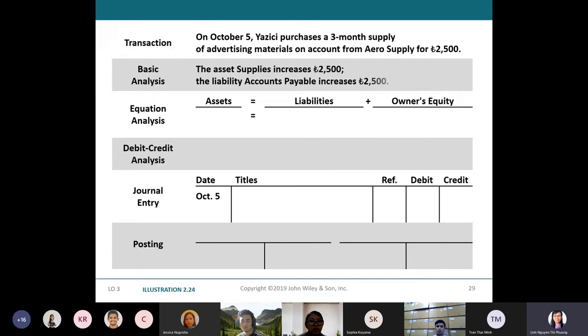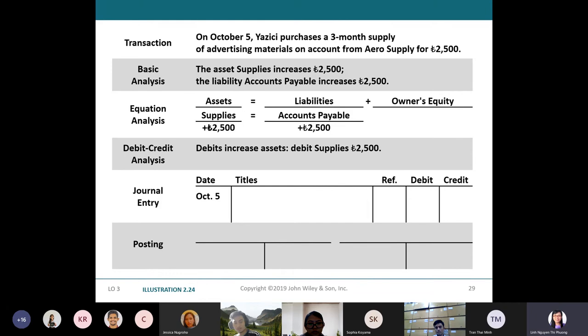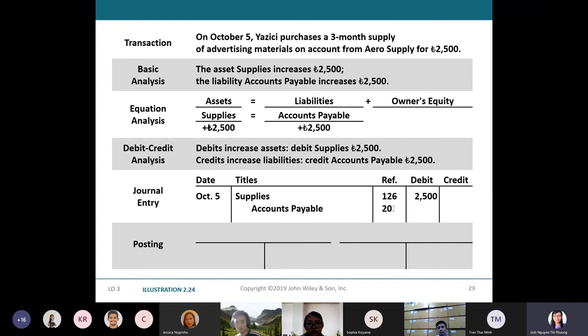So accounts payable increased by $2,500. Okay, Sophia, so supplies is an asset, right? Assets increased $2,500. And yes, accounts payable is a liability. The liability increased by $2,500. What will be your journal? So supplies is debit, right? Debit supplies, yes. How much? $2,500, good. And what else? Accounts payable credit, $2,500, good. Okay, and then we post to the ledger.